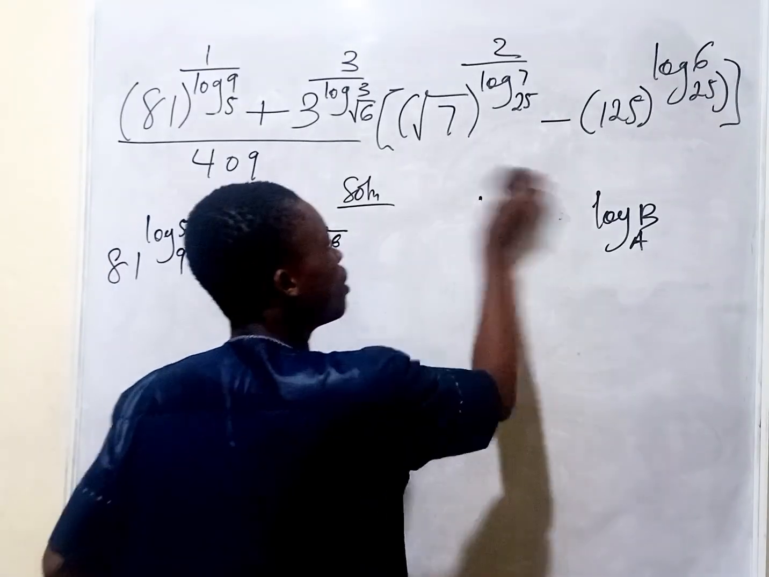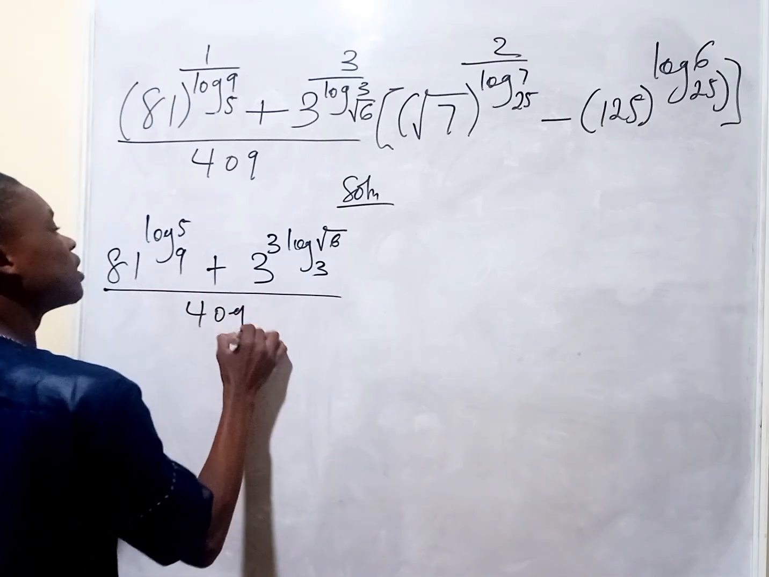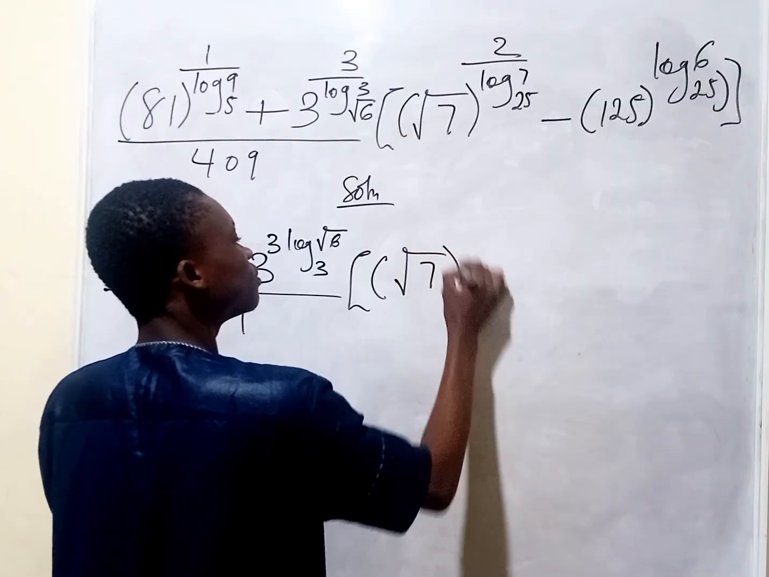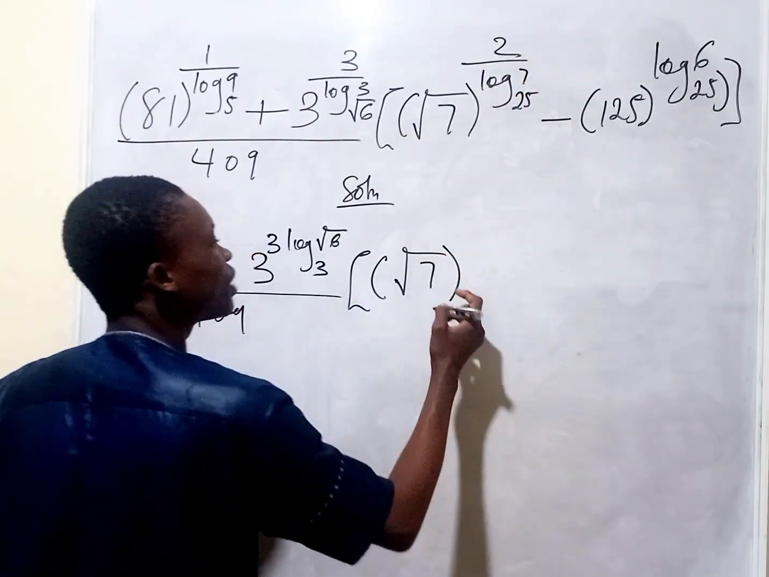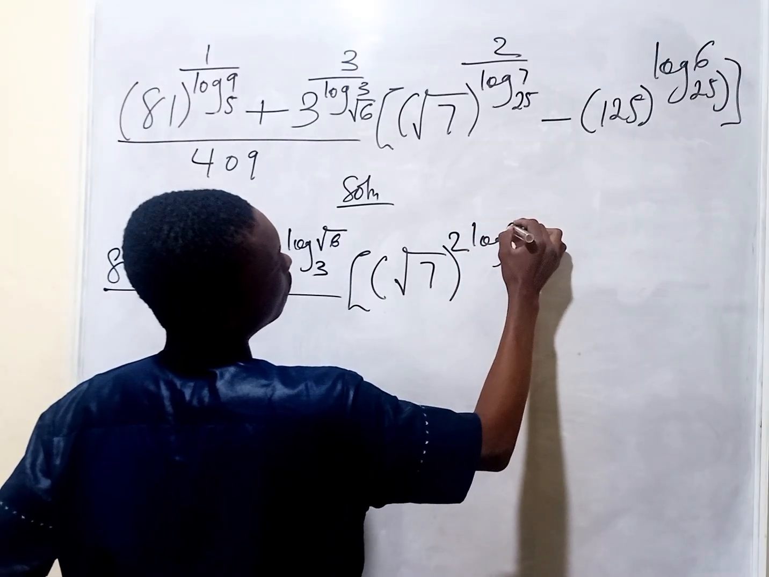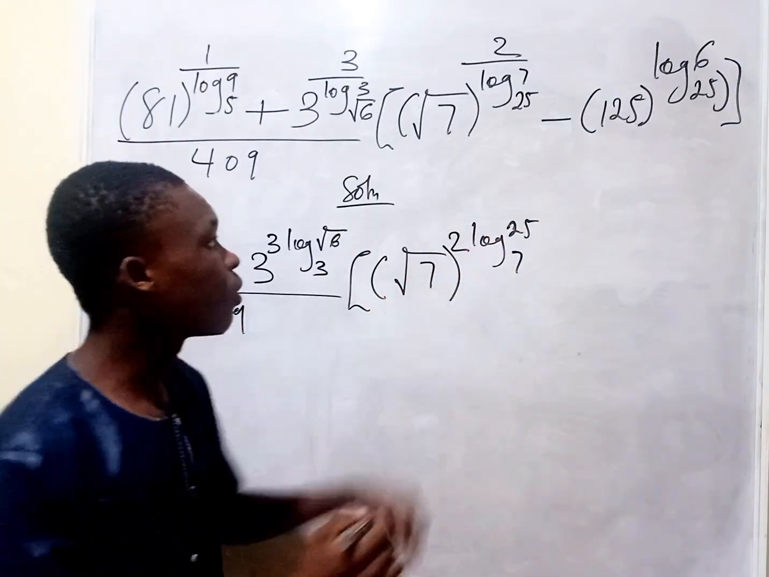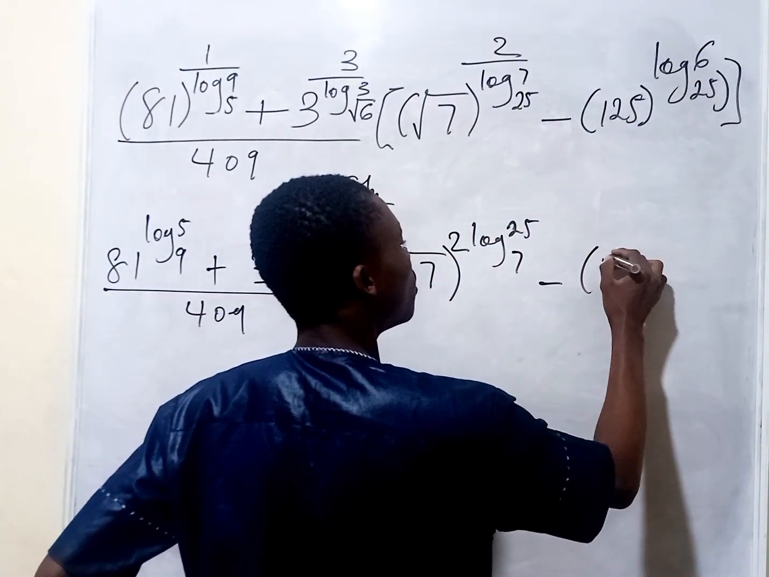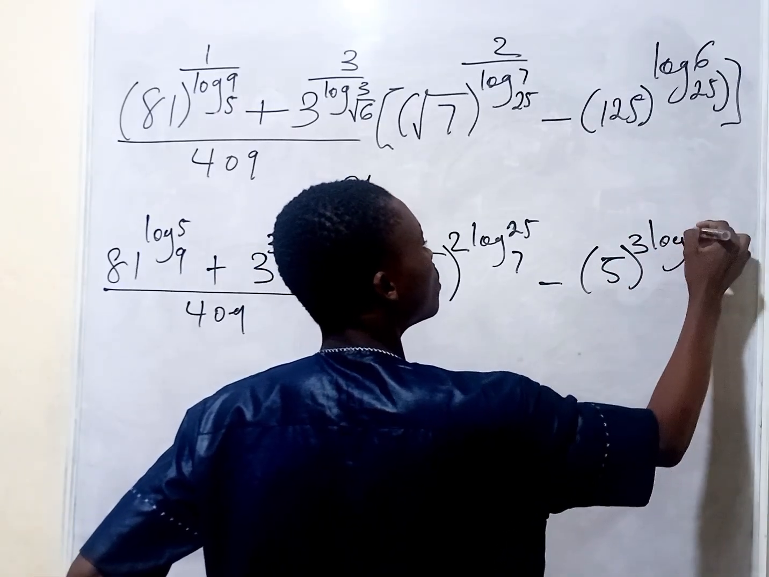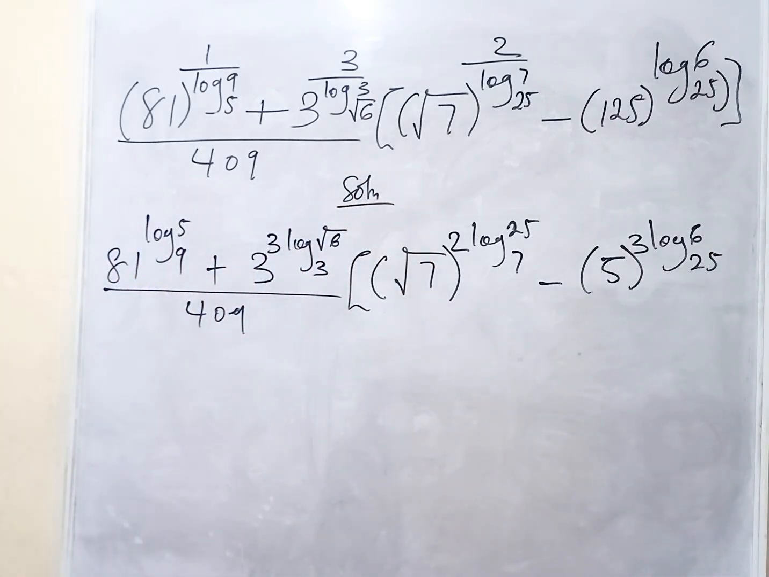From here, you know that everything here equals 409. And if we put this together, we find out that this is the square root of 7. Now the log and the base will interchange their position, and when they interchange, we have 2 log 25 base 7, because they interchange from our law. So this is minus 1. We know that 125 here can be written as 5 to the power 3 log 6 base 25. All right, that is the first step that we are going to take.